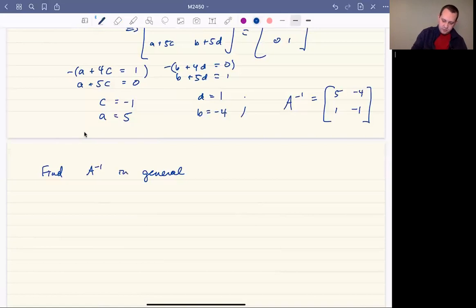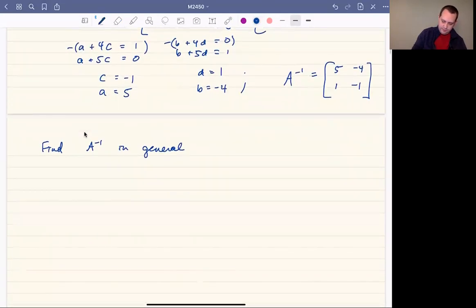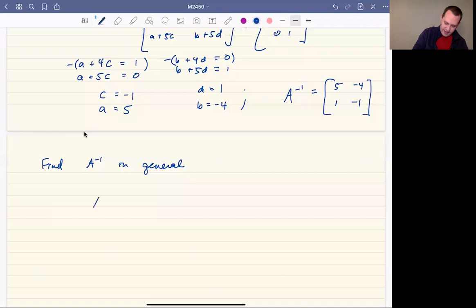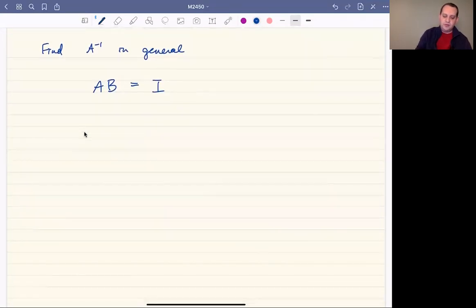Let's actually do this previous example one more time. We wanted to solve AB equals I. And it turns out there's a general way that you can do this. You don't have to solve 4 equations with 4 unknowns in general, and that's only for 2 by 2 matrices. If you had 3 by 3 matrices, you'd have 9 equations and 9 unknowns. But in general, what you can do is the following.